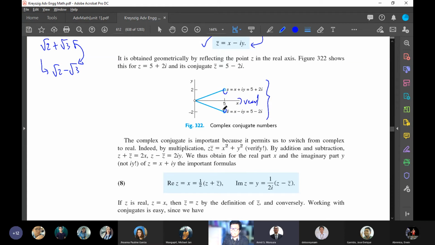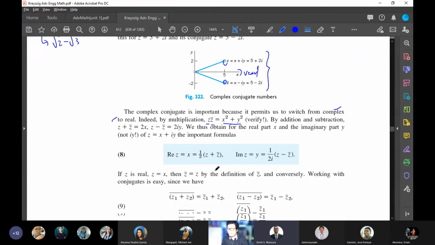Okay, so the complex conjugate is important because it permits us to switch from complex to real. Again, we can multiply one pair of complex conjugate numbers to come up with a real number. So that is why the product of z and its conjugate becomes a real number, x squared plus y squared. Also, we have the following definitions.